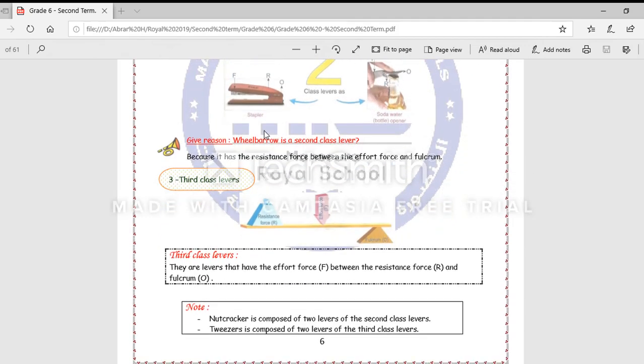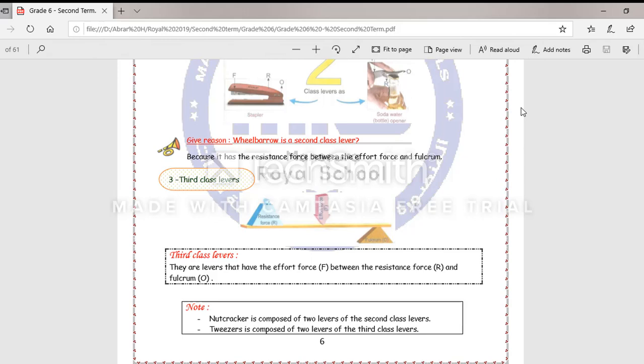Why do we call them second class levers? Because they have the resistance between the effort force and the fulcrum. What about the third class levers? In the third class levers, I have effort force between resistance force and fulcrum.